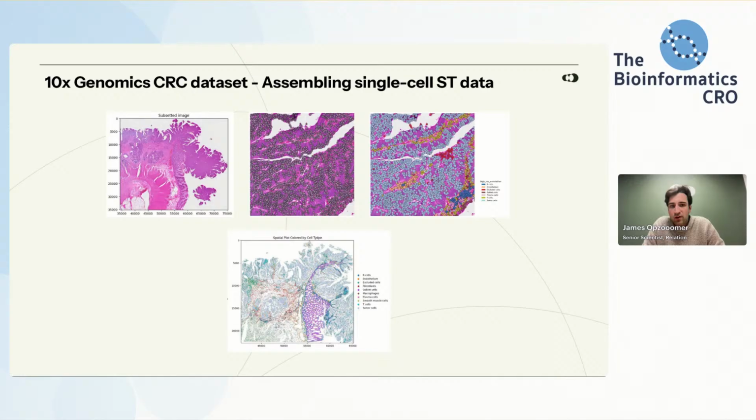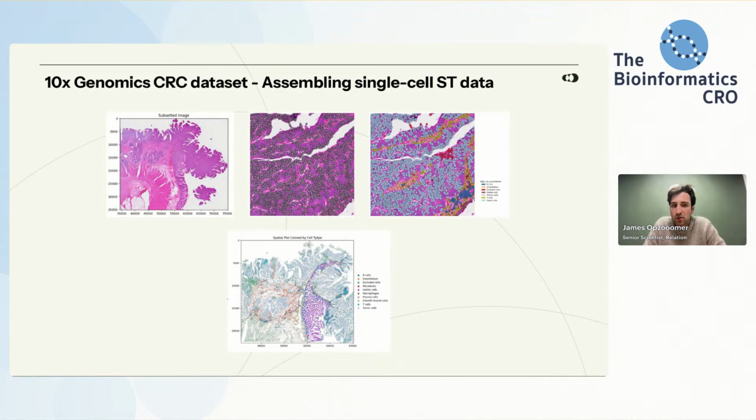So now I want to show you kind of a worked example on a publicly available Visium HD dataset. So this is the BISTR package applied to this 10x Genomics colorectal cancer dataset. This is a 10x Visium HD FFPE dataset that was published as part of the preprint that was released along with the Visium HD product launch in 2024. So here you can see a high-level view of the H&E image of the tissue that has been assayed, and zooming in onto a smaller subsection of the tissue so you can see the individual cells.